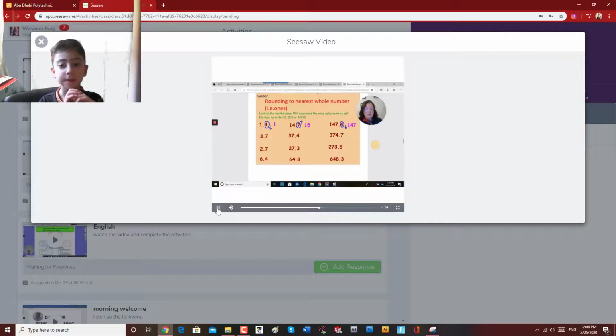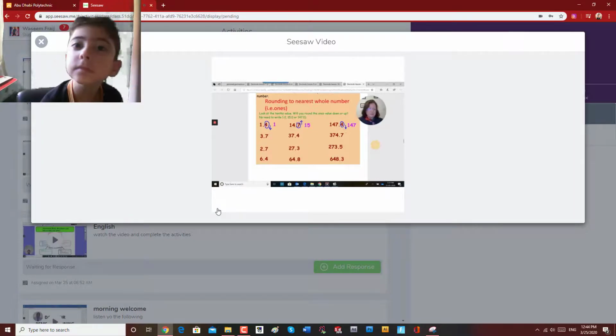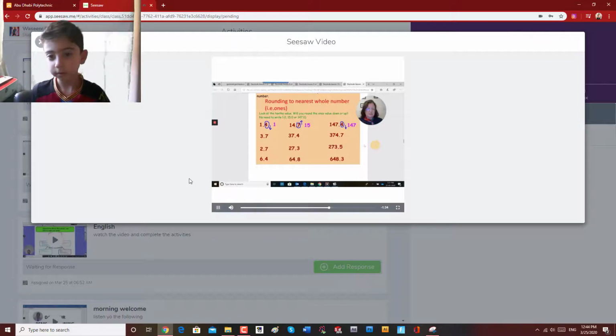So 1.4 is going to be rounded down to the 1. It's 0.4, so we're going to round down the number. But this is a 0.7, so we're going to round up to the next whole number. And 147.4, we're going to be rounding down because the 0.4 is less than 0.5. So you can do the rest yourself now.